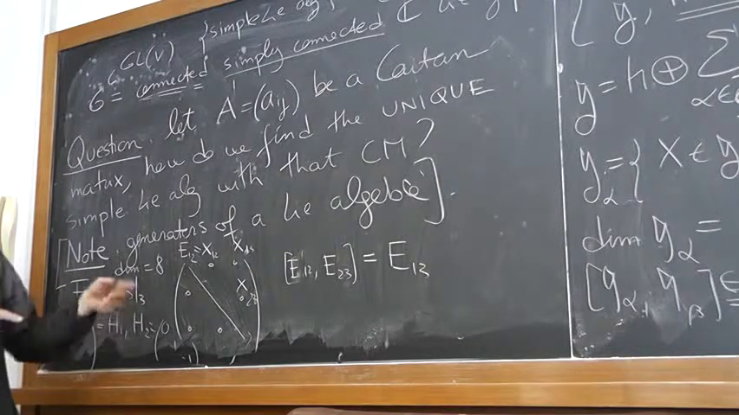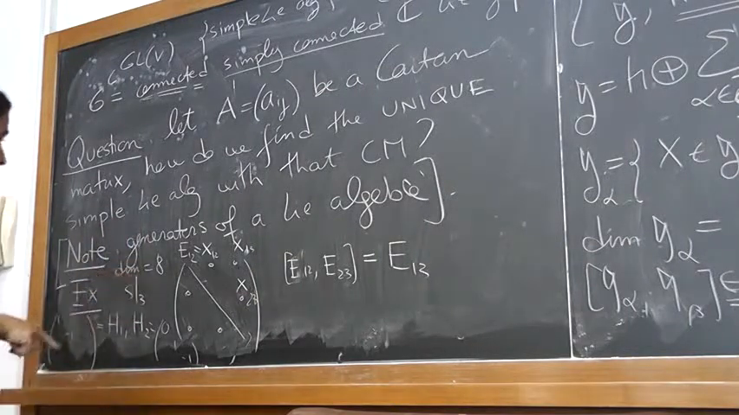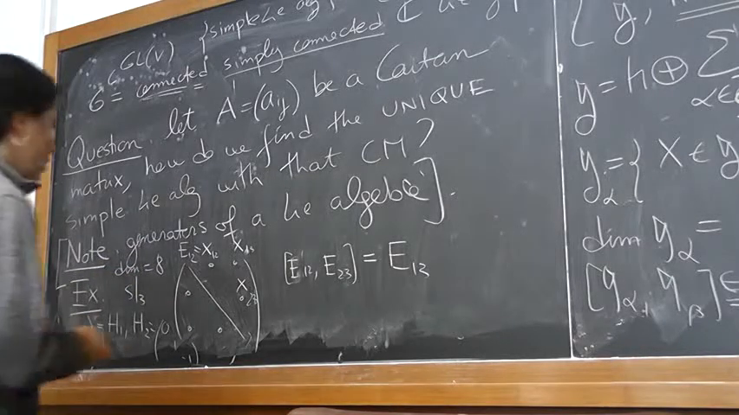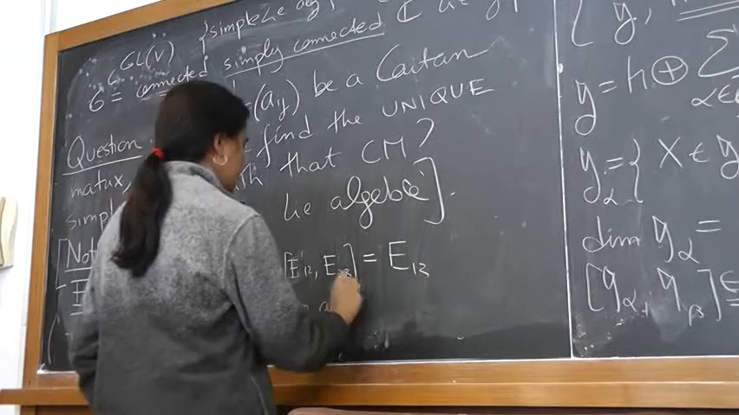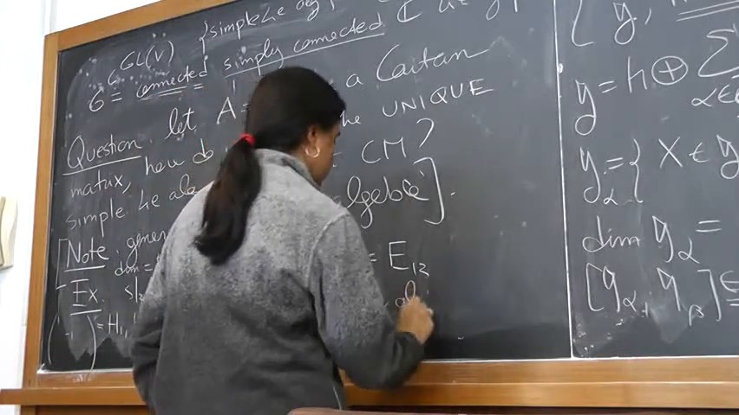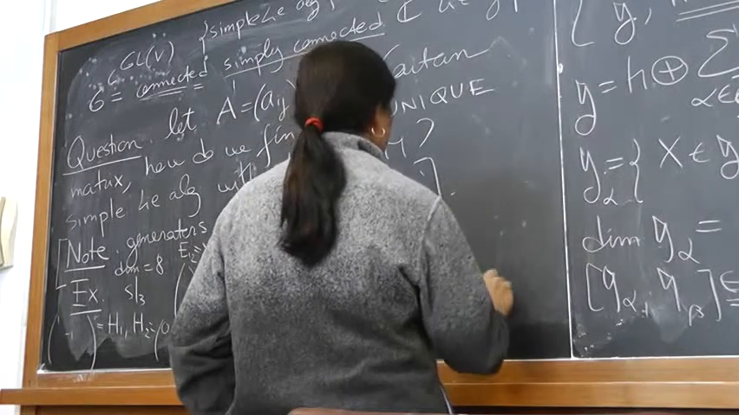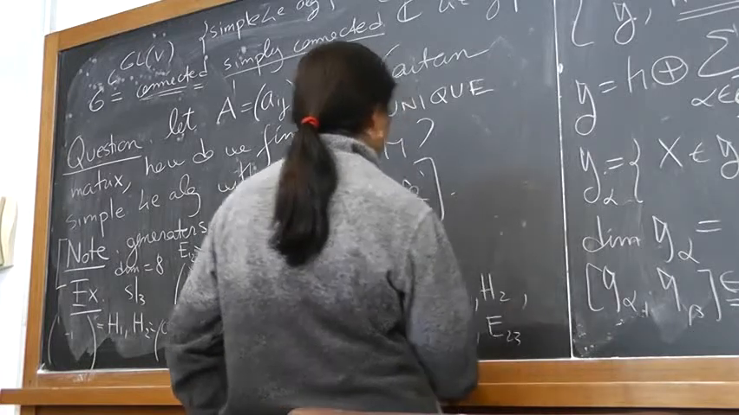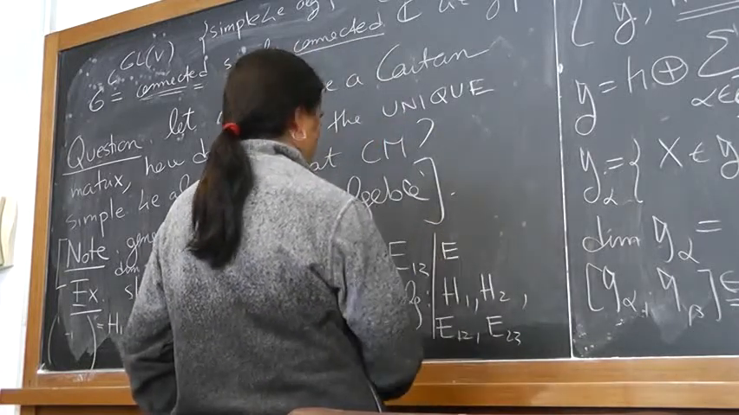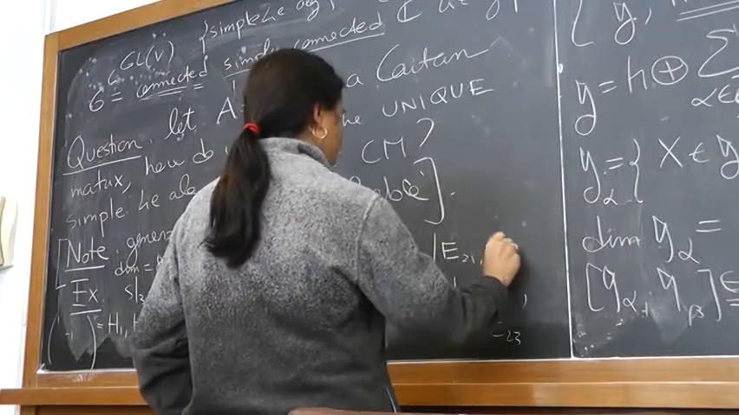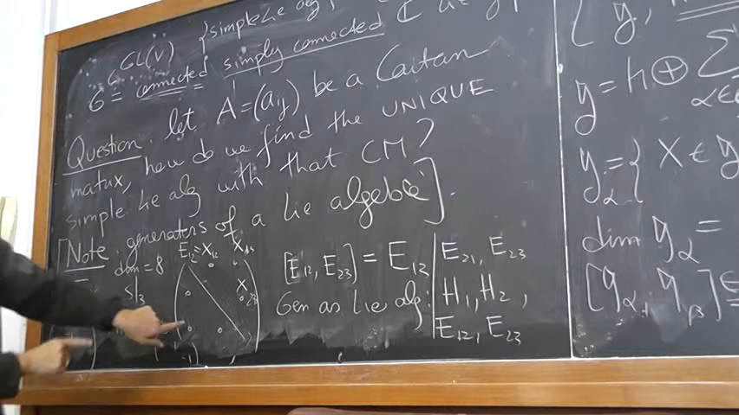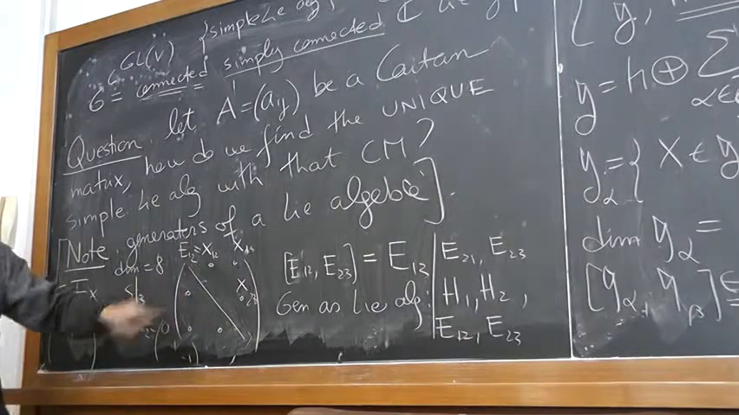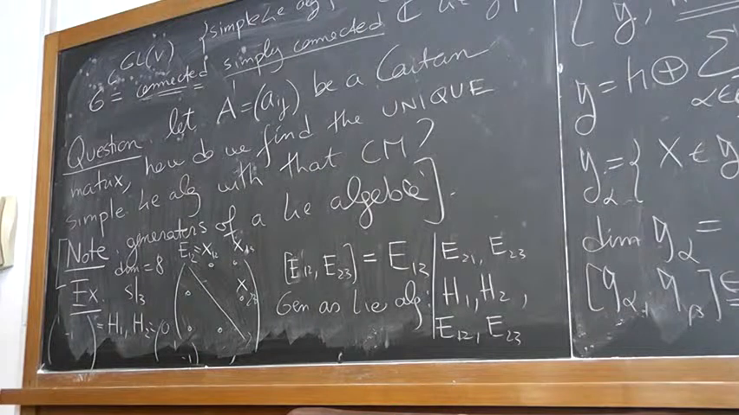So the generators of this as a Lie algebra are H1, H2, and then you have E12, E23, and then E21, E32. Because the same thing, this element you will get is the bracket of these ones. Now you may wonder, are there too many? These are not obtainable in other ways, but it doesn't matter.